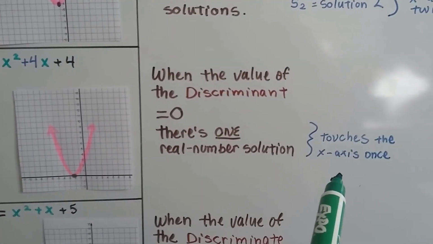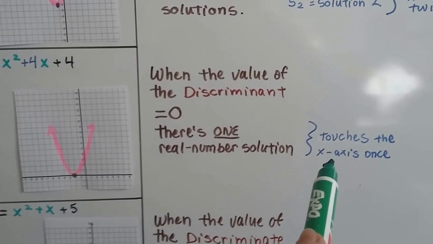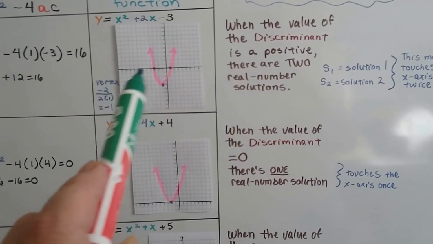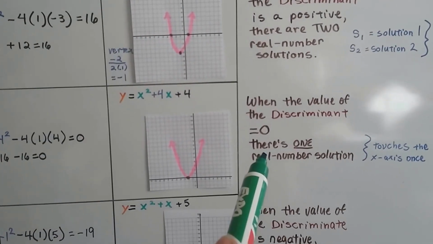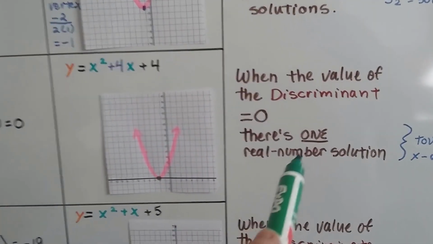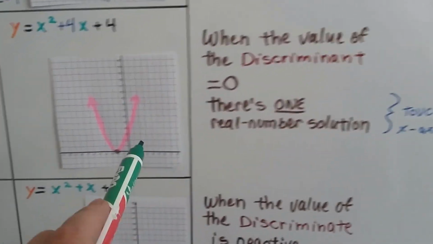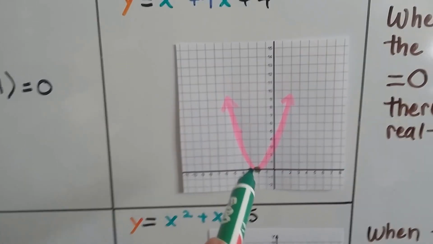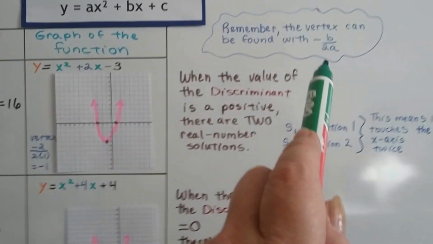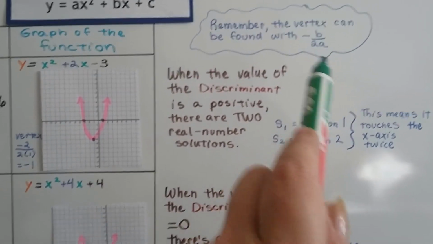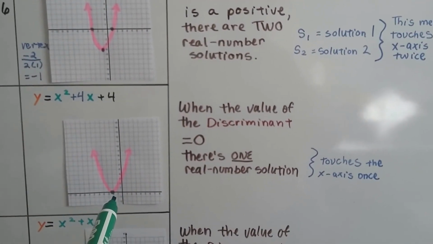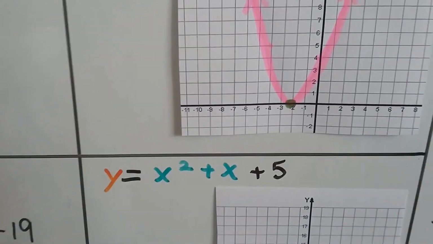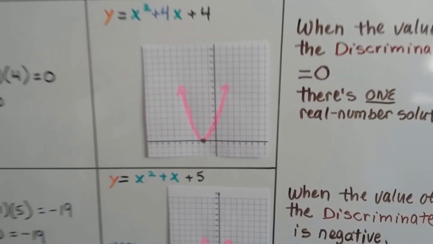And you know what? It touches the x-axis once. When it had 2 real number solutions, it touched the x-axis twice. Now, because it equals 0, it's going to have 1 point where it touches the x-axis. And if we do that vertex formula of negative b over 2a, it'll come out that exact point right here at negative 2. Isn't that something?